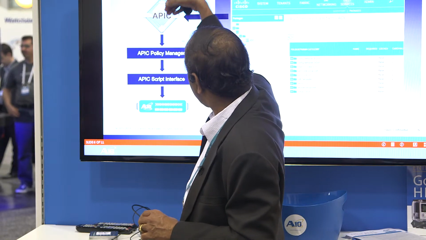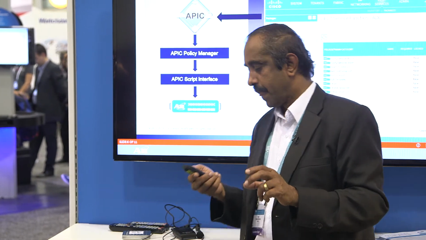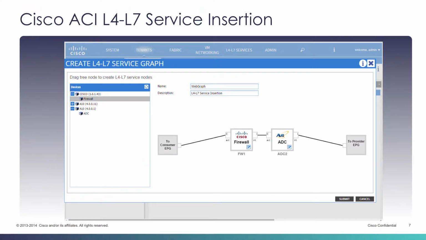So all you do is tweak your application profile and you push it, then the A10 device gets a new configuration. You don't need to touch it manually, okay? There is another important facet in the integration that our solution characterizes, and that is what is called service chaining.